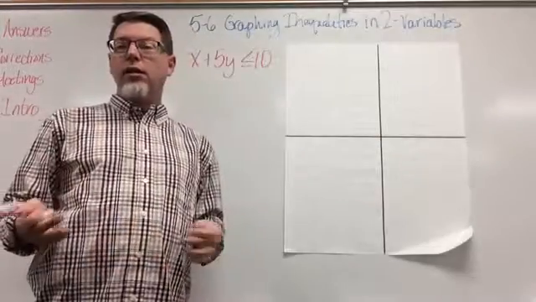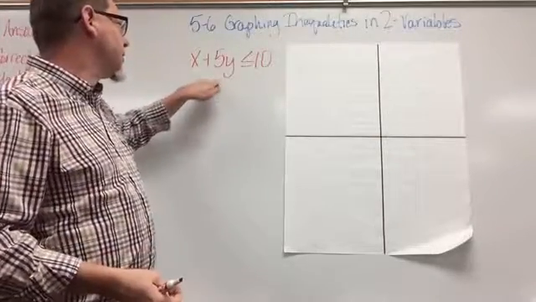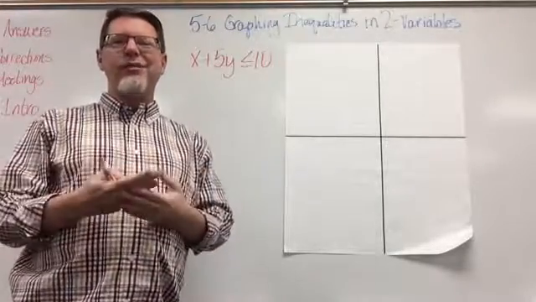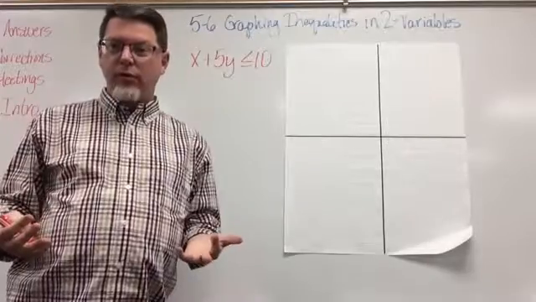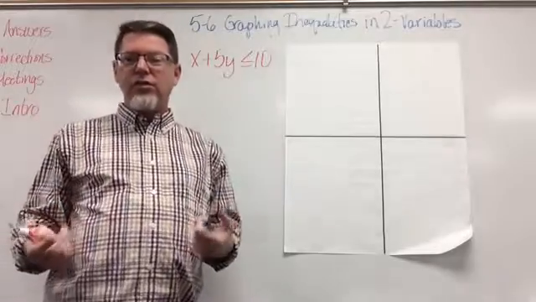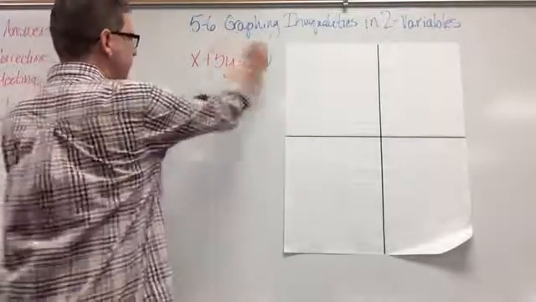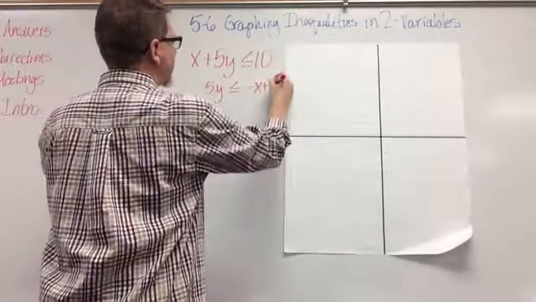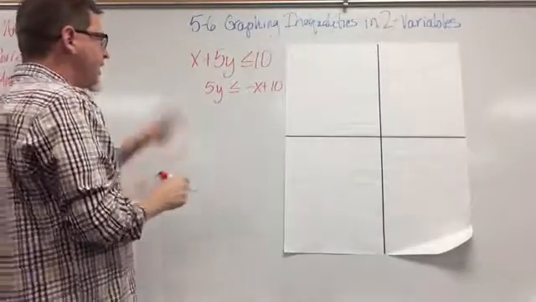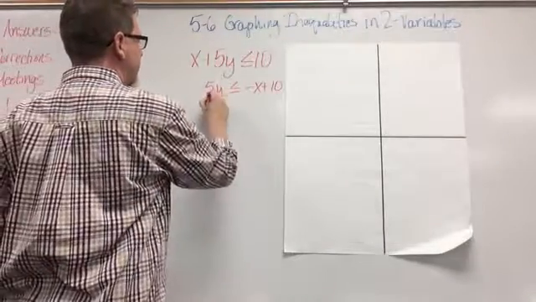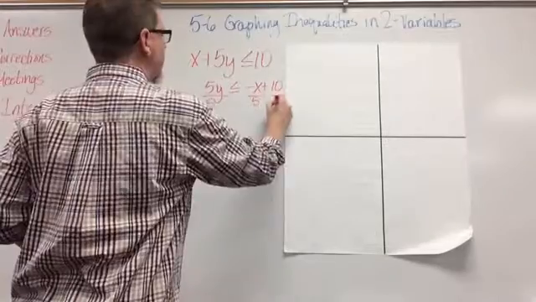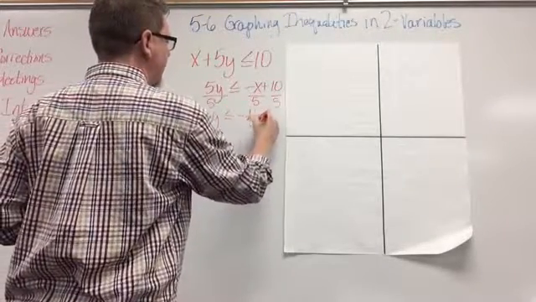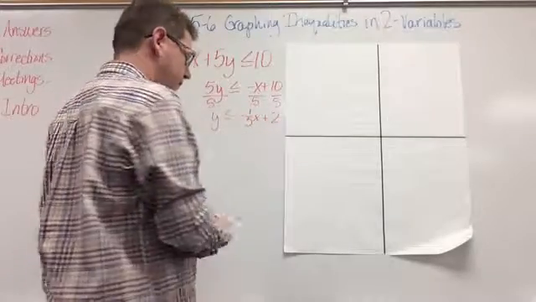So here's the first inequality that we need to graph. It's given to me as x plus 5y is less than or equal to 10. Well, the first thing I notice is that I don't have it in y equals mx plus b form, so I need to do that first. So I'm going to move x to the other side. So I get 5y is less than or equal to negative x plus 10. And then I need to divide everything by 5. So then I get y is less than or equal to negative 1/5 x plus 2.